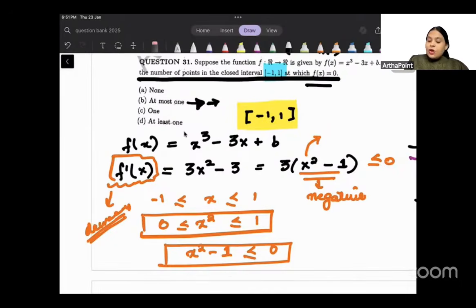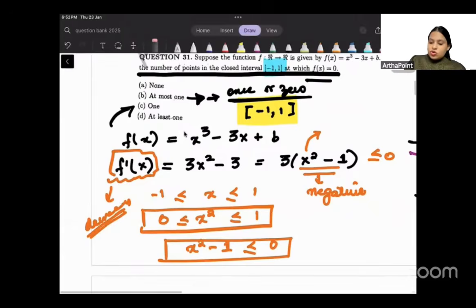Okay. Now, at most once means either once or 0. Are we sure what it will be doing in this case? Will it cut exactly once or not? No, we are not sure about that. It can happen that it never cuts the x-axis, and it can happen that it cuts the x-axis exactly once.